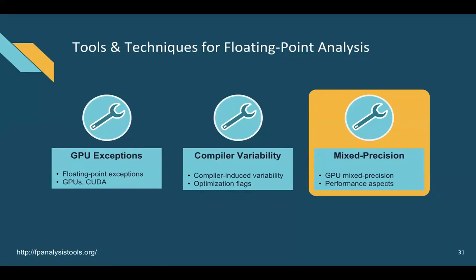In the two areas that I discussed before, GPU exceptions and compiler variability, we needed to think about correctness of floating point. In this kind of analysis, mixed precision, you have to think about correctness and performance. So the two things, which is tricky.